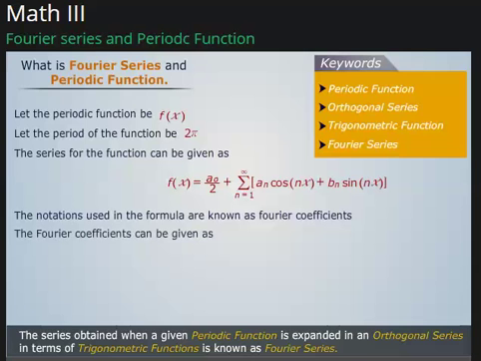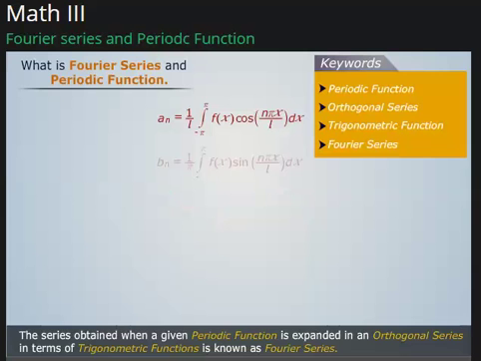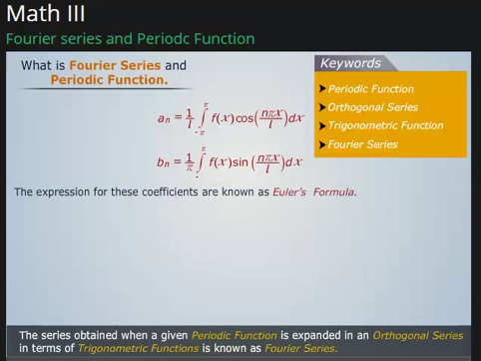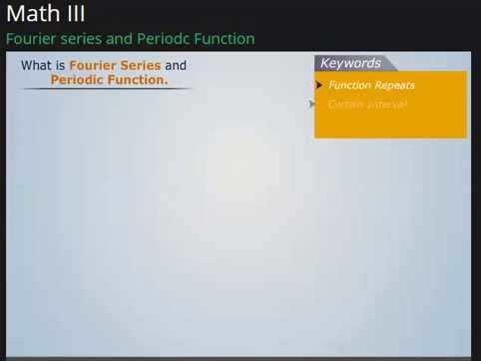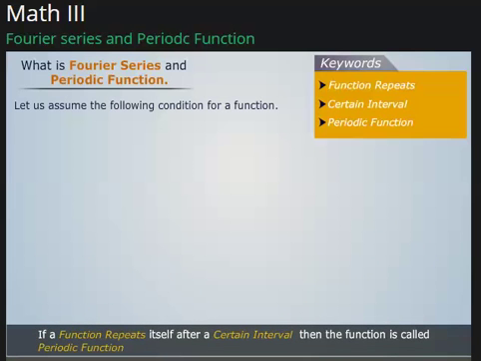The Fourier coefficients can be given as, the expression for these coefficients are known as Euler's formula. If a function repeats itself after a certain interval, then the function is called a periodic function. Let us assume the following condition for a function. This function is periodic and has a period of 2.